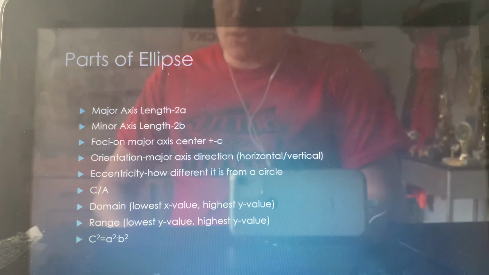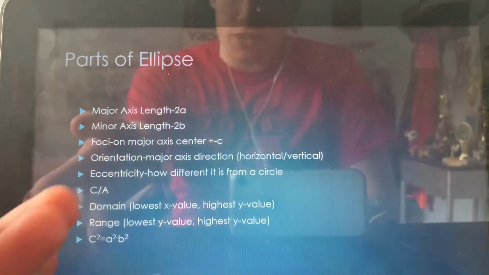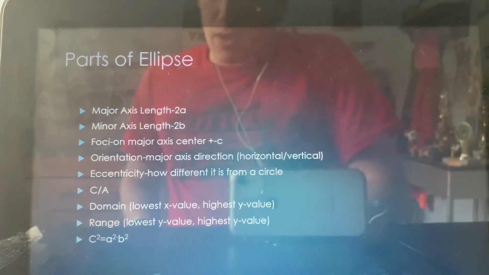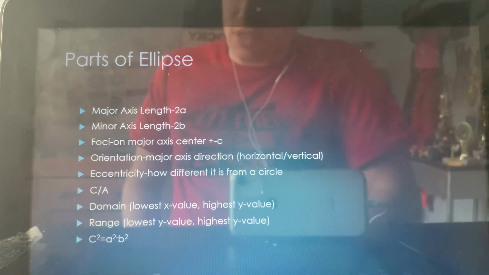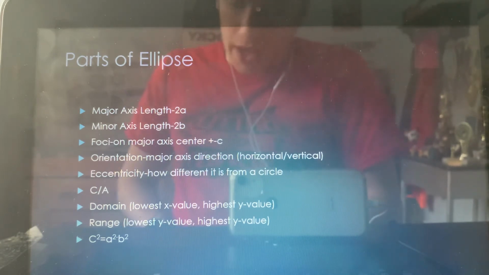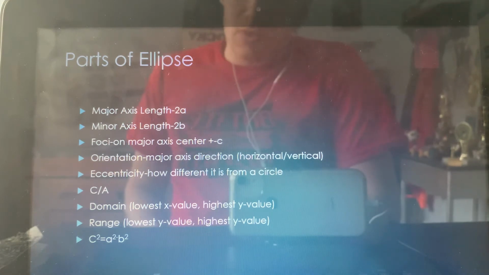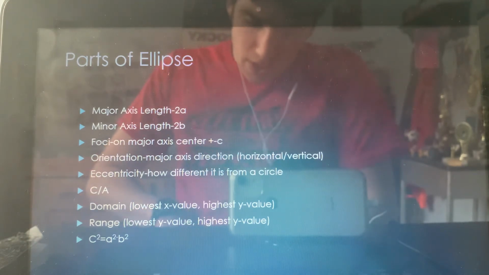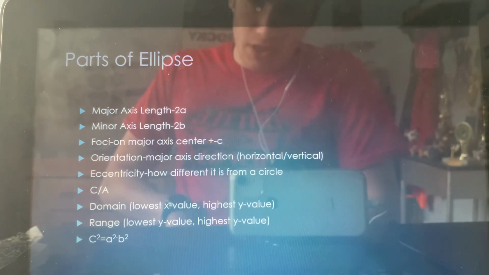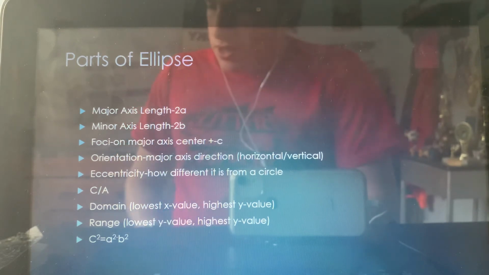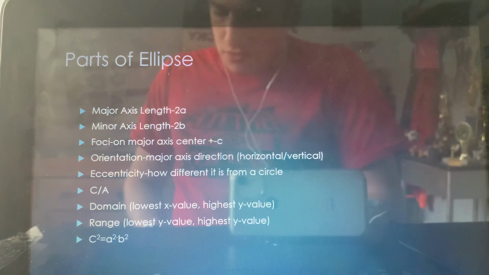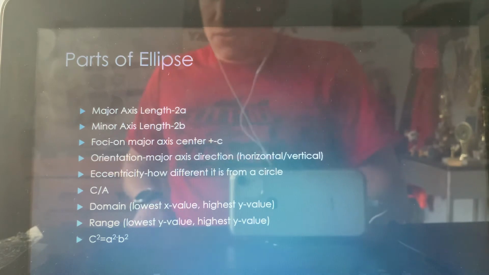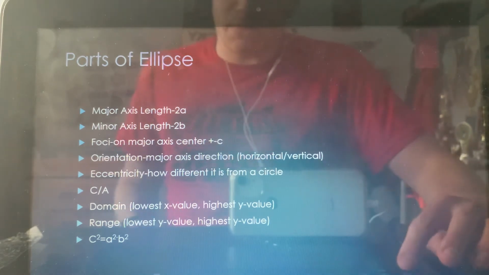Now, c helps you get two things. A and b through this equation, c squared equals a squared minus b squared, and also the eccentricity, which is really how ovular it is, how different it is from a circle. That's gotten from c over a, and you'll get some decimal. Now, the domain, of course, is the lowest x value to the highest x value, and the range is the lowest y value to the highest y value. And you know that c squared, the distance from the foci to the center, equals a squared, the distance from the center to the vertices, minus b squared, which is the distance from the minor axis endpoints to the center.